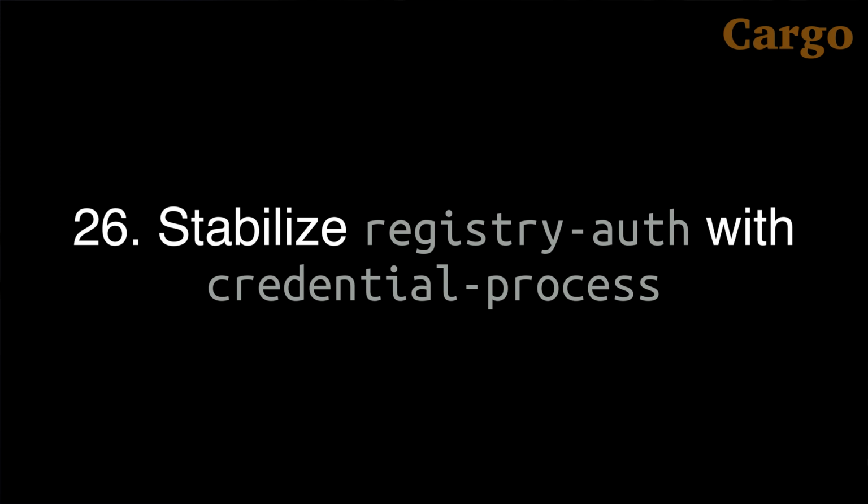Number 26. Cargo has stabilized support for authenticated private registries. That's the registry-auth part, along with a way for an authentication token to be securely stored by a credential provider. That's the credential-process part. This is the first time Cargo has stable support for private authenticated registries. See the cargo login man page for more info. A link is in the description below.